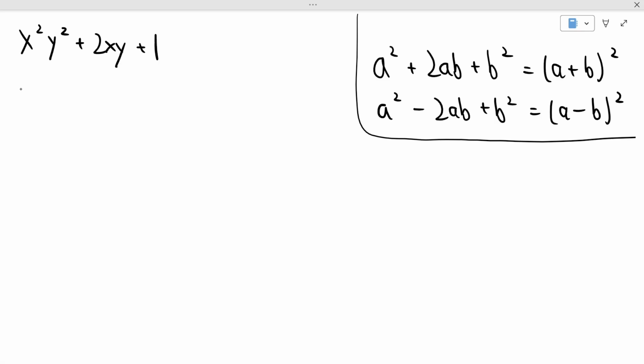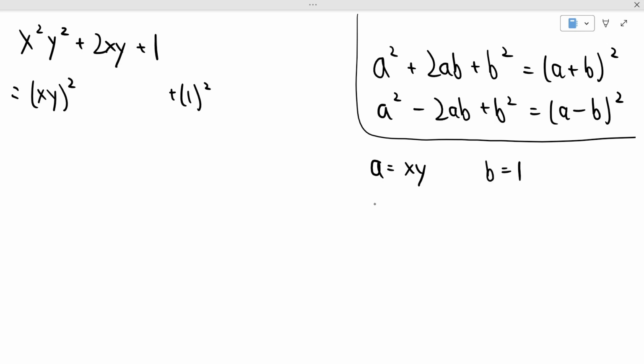In this video, we'll be going over some harder examples for factoring perfect square expressions. So if we look at our expression x squared y squared plus 2xy plus 1, we'll notice that we can write x squared y squared as a perfect square term, (xy) squared, and our 1 is simply 1 squared. So this would fit our perfect squares formula with a equals xy and b equals 1.